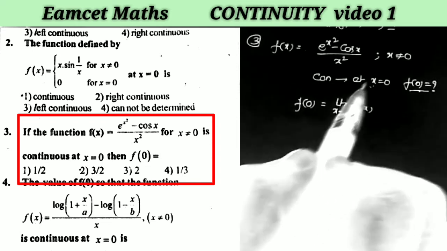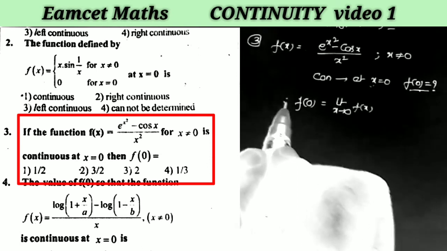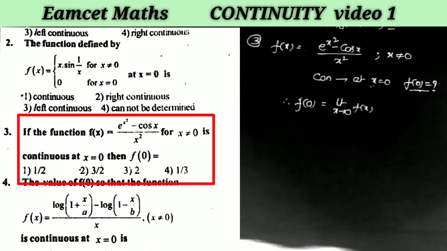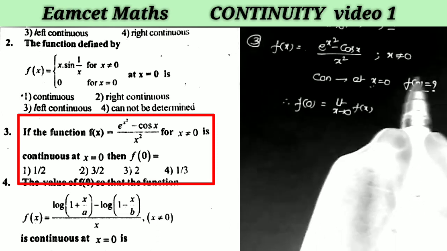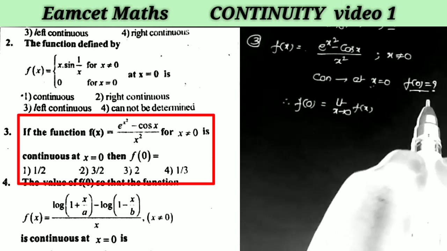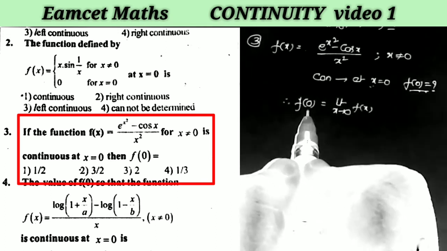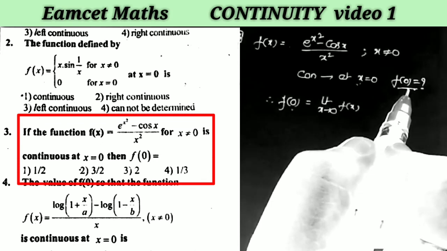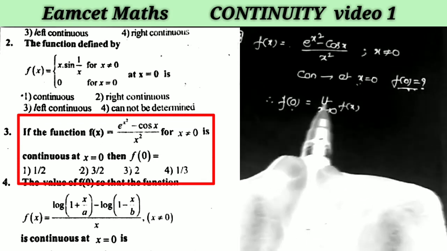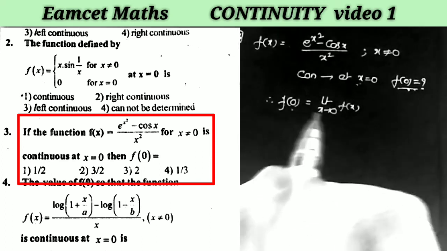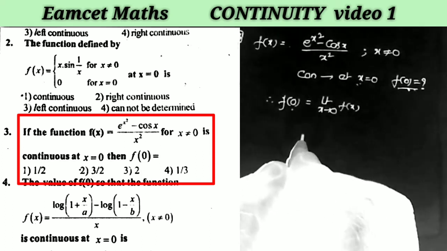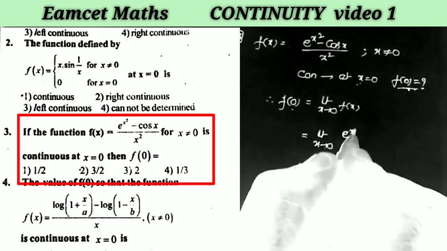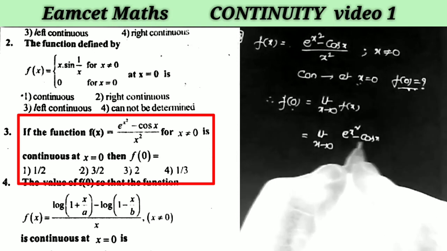Since it is a continuous function, we have that f of 0 is equal to limit x tends to 0 of f of x. What is the given question? We have to find the value f of 0. But what is this value? This value is nothing but limit x tends to 0 of f of x. That is, to find f of 0, it is enough to find only this limit since these two values are equal. Okay. Now this is equal to limit x tends to 0 of (e power x square minus cos x) by x square.